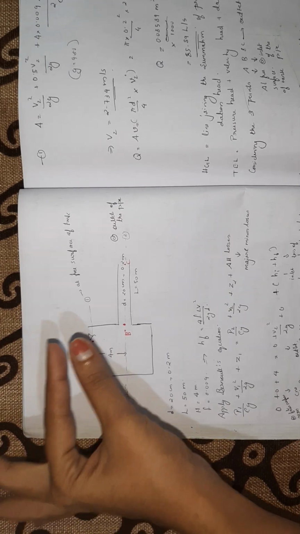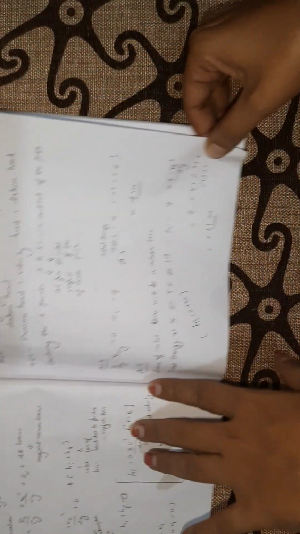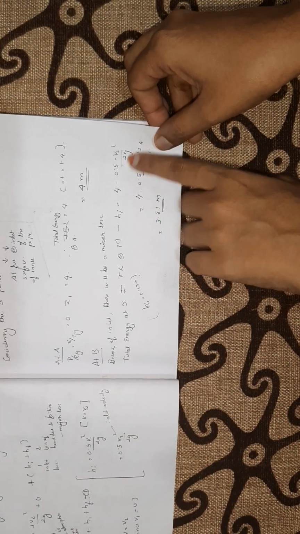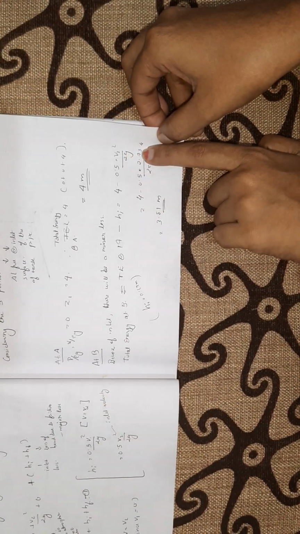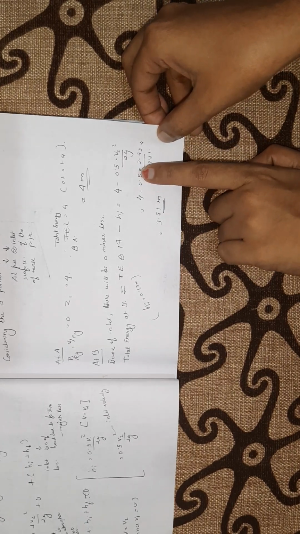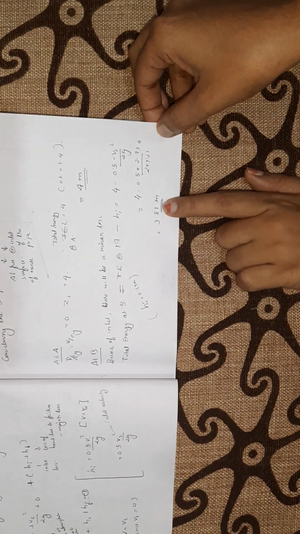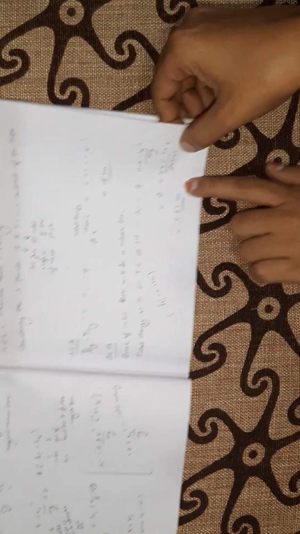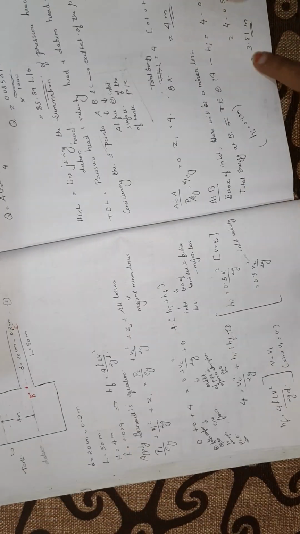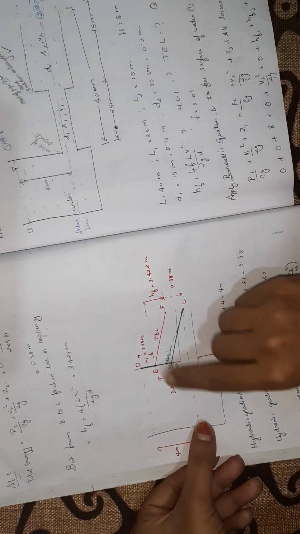So we have to subtract that from 4. Therefore, 4 minus that inlet loss, which is 0.5 V2 square by 2g. 4 minus 0.5 into 2.734 square by 2g, we'll get it as 3.81 meter. Okay, we get the total energy at B as 3.81 meter. That is at this point.